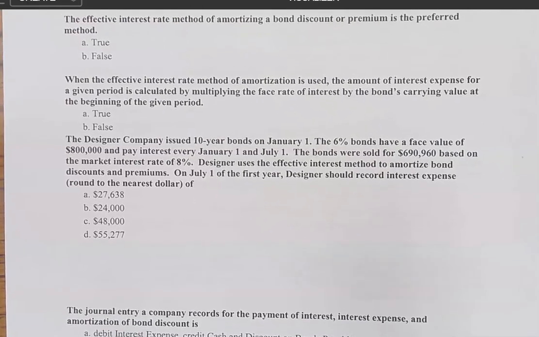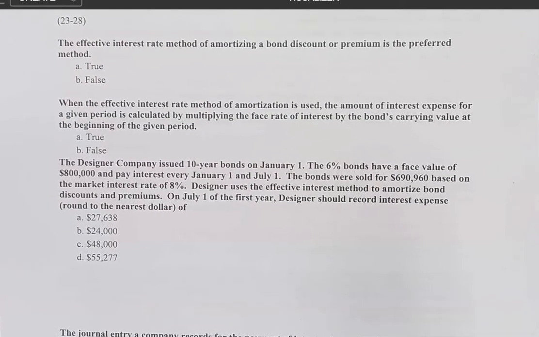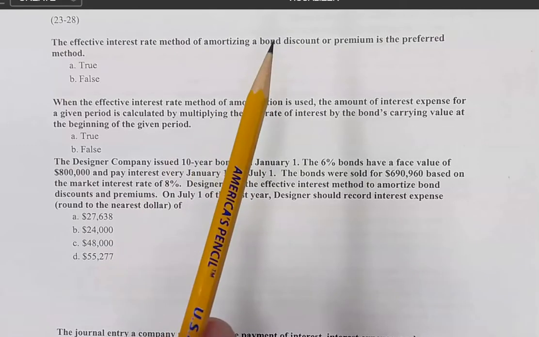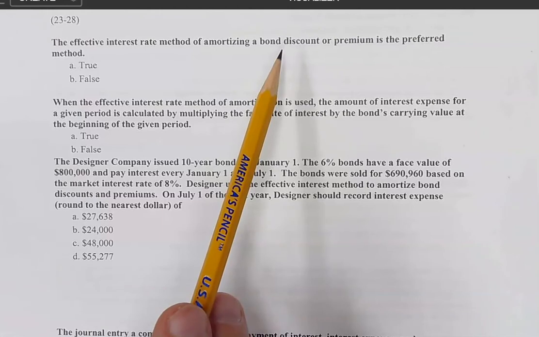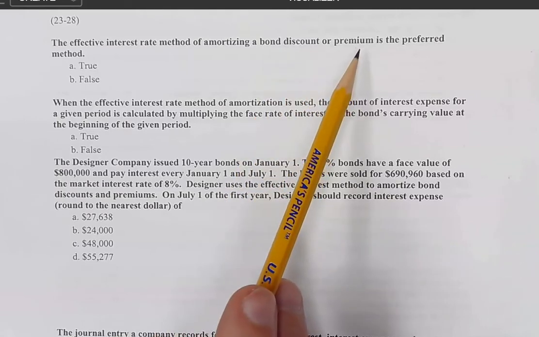All right, let's look at some more questions related to bonds payable, and we're starting to get into the amortization of bond discounts and bond premiums. So, we should know by now, whenever we sell a bond at a discount, we're not getting the full face value of the bonds. And so we said that we're going to take the bond discount and subtract that from the bond carrying amount on the balance sheet, or we would add the bond premium.